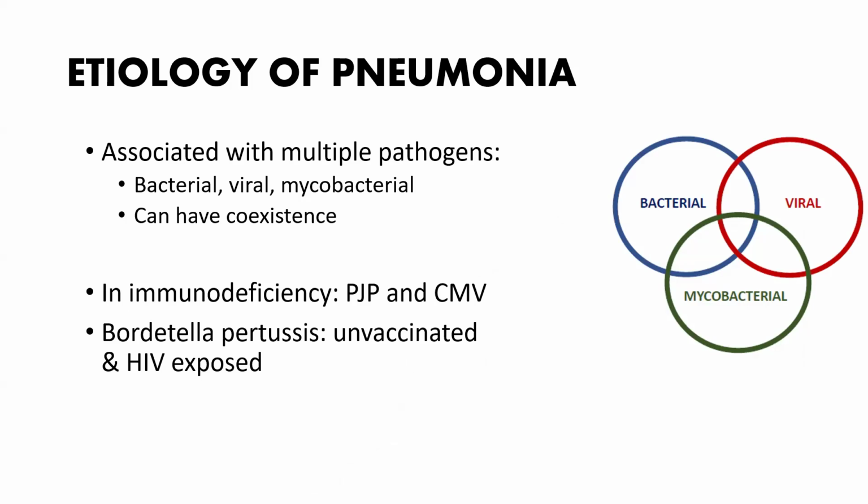And in immunodeficiency, you may have pneumocystis pneumonia, Pneumocystis jirovecii, playing a bigger part, and also cytomegalovirus, which are most commonly seen in people who are immunocompromised, children who are immunocompromised. And we'll also see that when it comes to management, particularly for pneumocystis pneumonia.